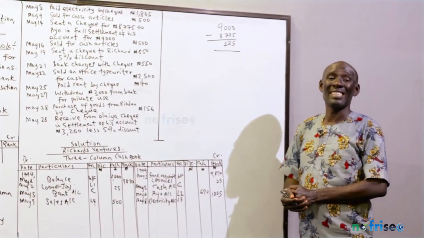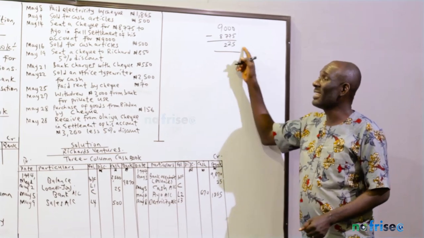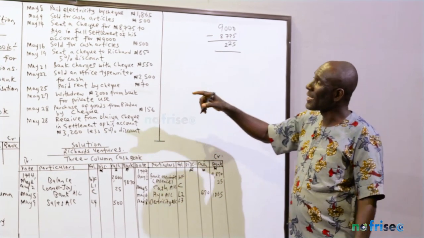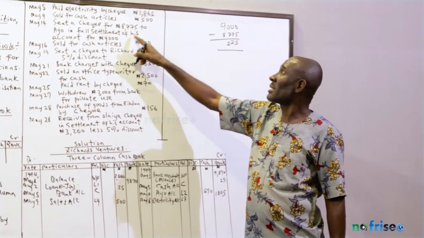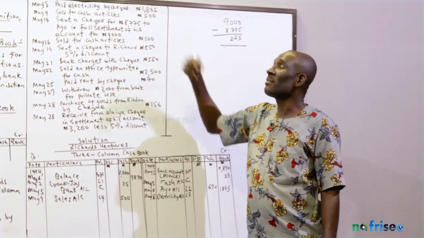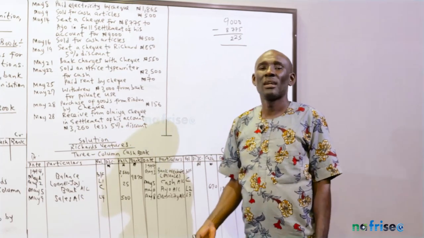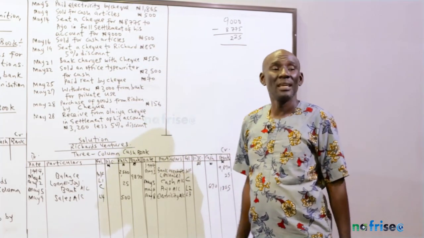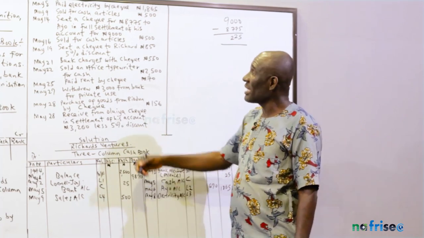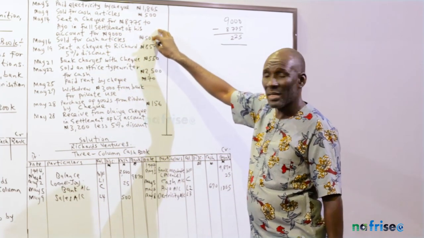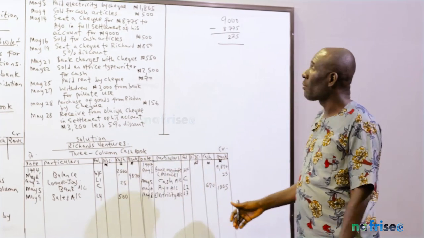That 225 is our discount. And since it was given for payment, it is discount received. He's receiving that cash discount from the person that is owed, who is his creditor. So since it's a payment made, it will be on the credit side. So how do you post it?